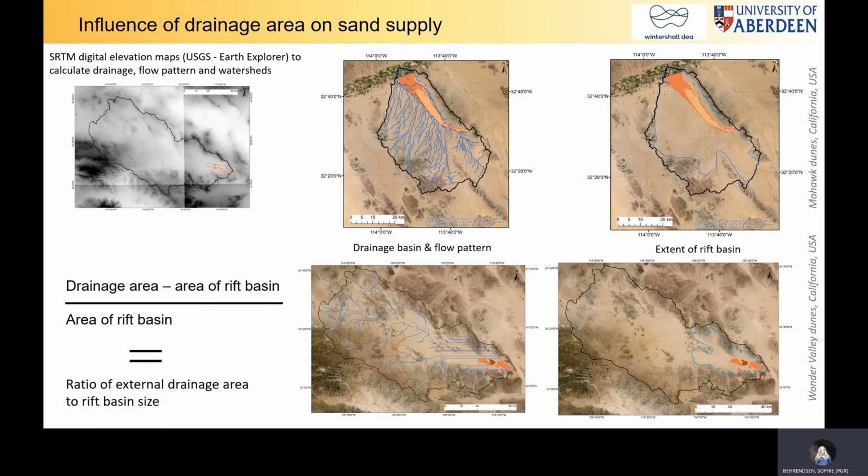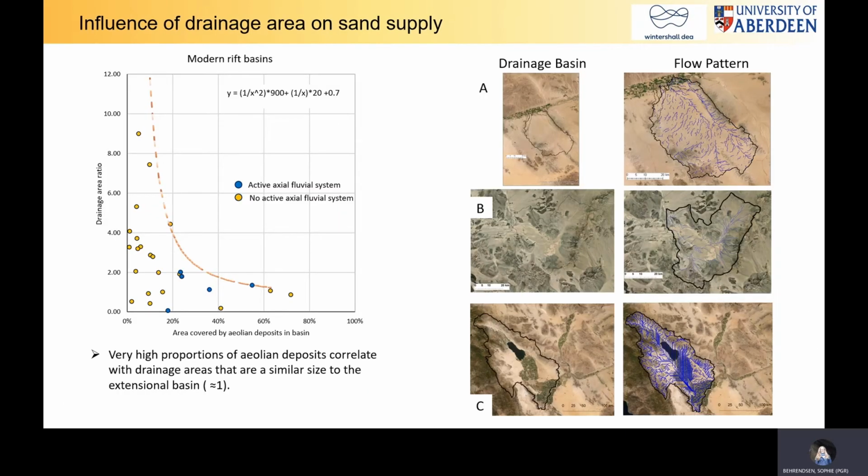So we then subtracted the area of the rift basin from the drainage area, divided that by the area of the rift basin, and we got a ratio of external drainage area to rift basin size. And this is the number that is independent of basin size. So we can then use this number to compare our basins, and we plotted the drainage area ratio against the proportion of aeolian sand within the basin.